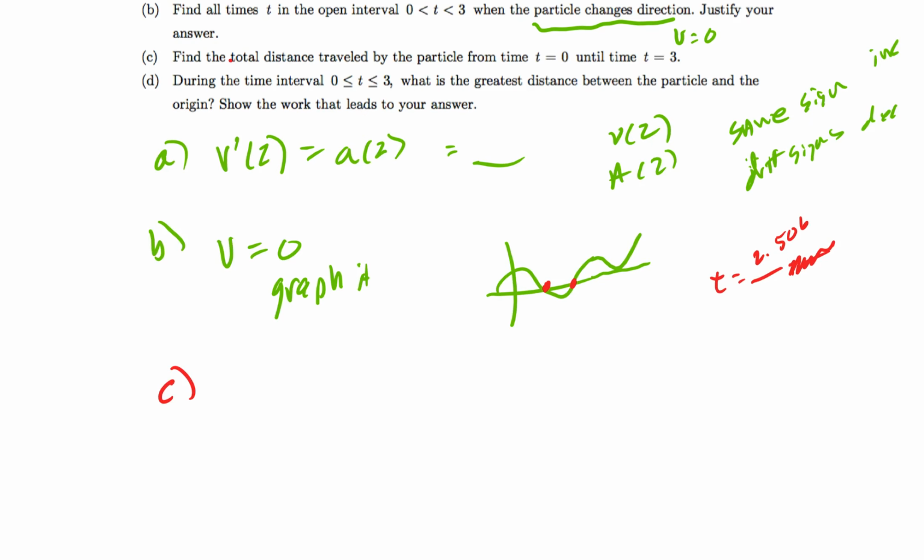Find total distance traveled. Again, keyword. That's its formula in your formula sheet. All you can do is integrate the absolute value of velocity from 0 to 3. Put that in your calculator, and you're done.